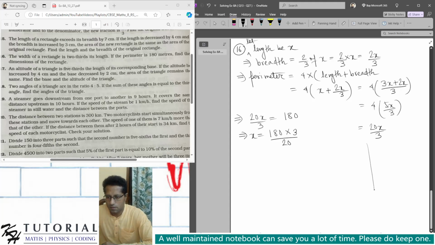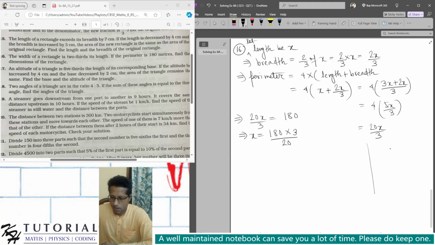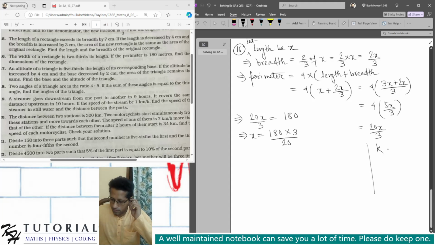Now you must be very familiar with solving linear equations. Ultimately, when you are solving a linear equation in one variable, in the last step you will get something like a constant k1 into x is equal to, on the right hand side, another constant k2. So from this, x will be equal to k2 divided by k1.